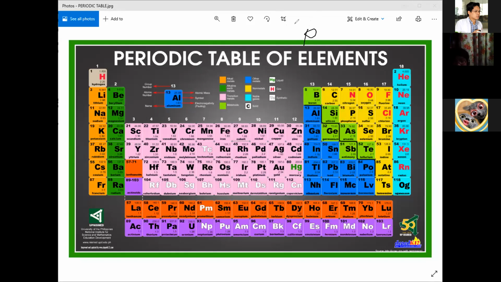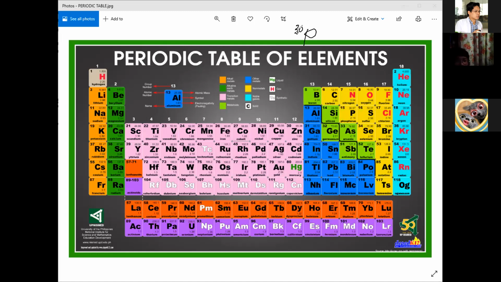In the upper part is your atomic weight or atomic mass. So the atomic mass for phosphorus here in my periodic table is 30.97. Do not round off. You consider the whole number. So let's have 30. The atomic mass or atomic weight of phosphorus is 30.